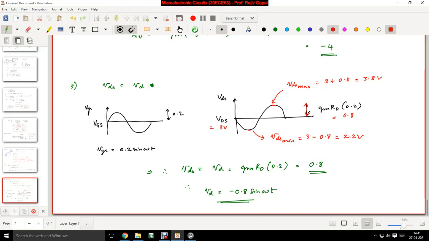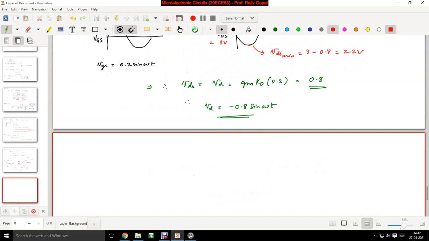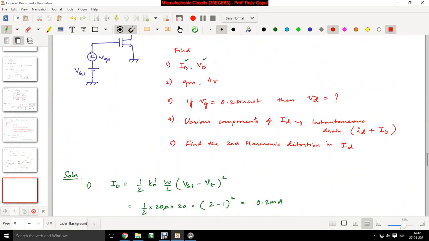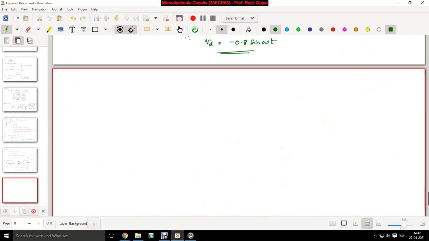The final one is various components of ID. That is the only thing which is left. We'll finish that and we'll wrap up. That is the 4th one, right? 4th one.